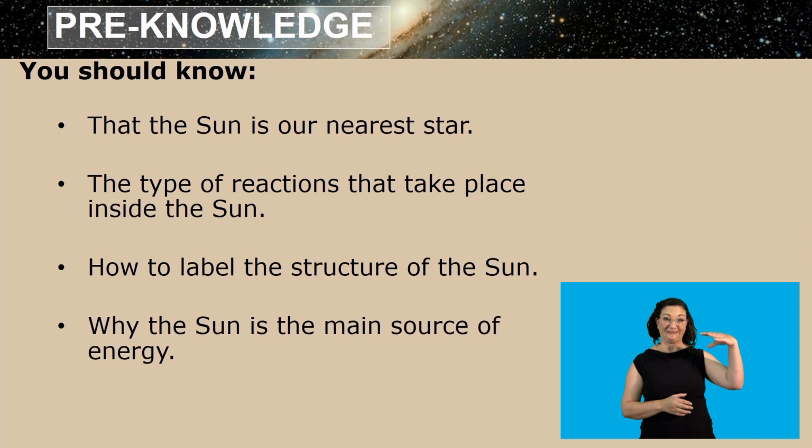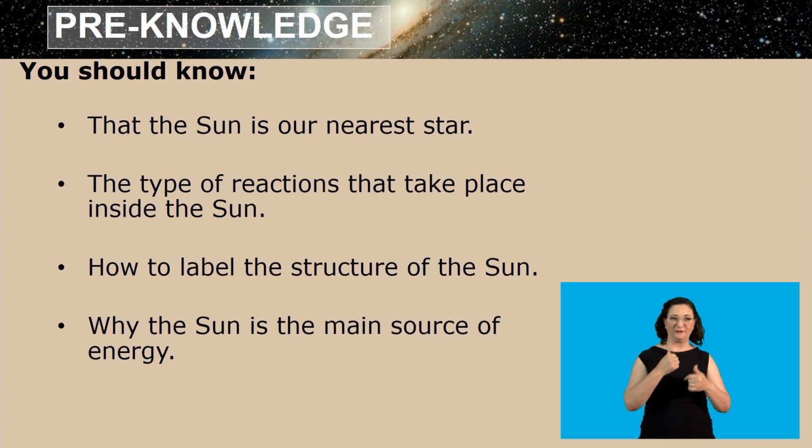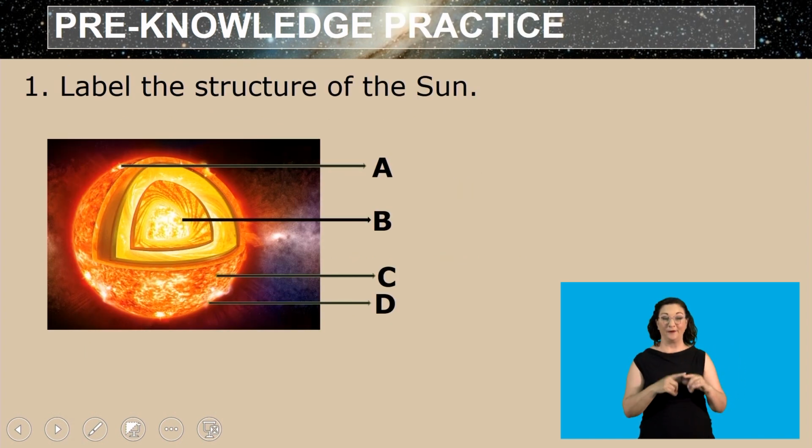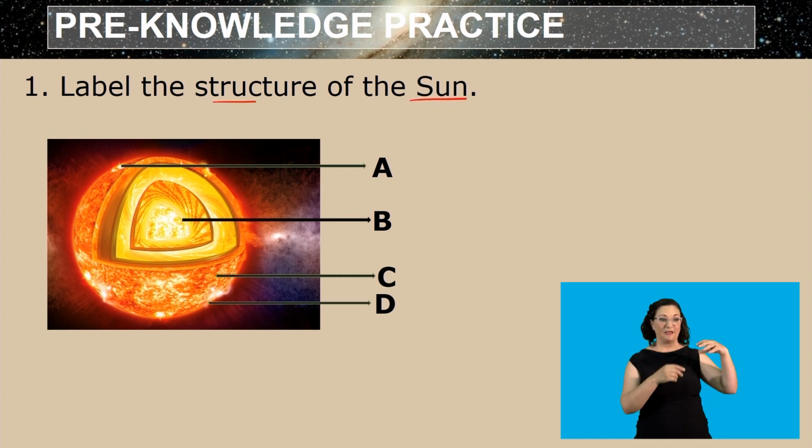Now, you should know this from your previous grades. You should know that the sun is our nearest star, the type of reaction that takes place inside the sun, how to label the structure of the sun, and why the sun is the main source of energy. Now, let us test your prior knowledge, okay? Let's look at question 1. It says, label the structure of the sun.